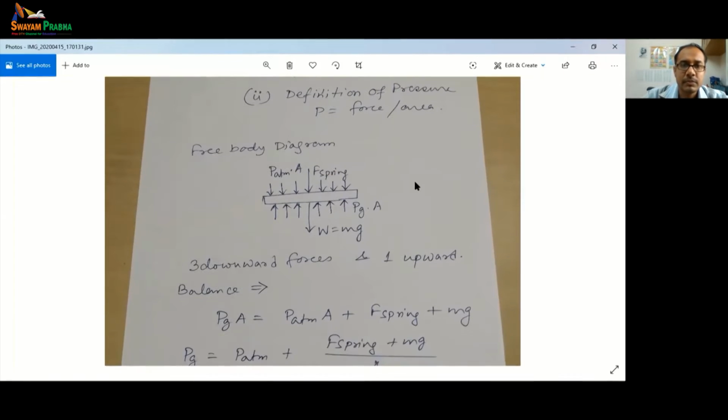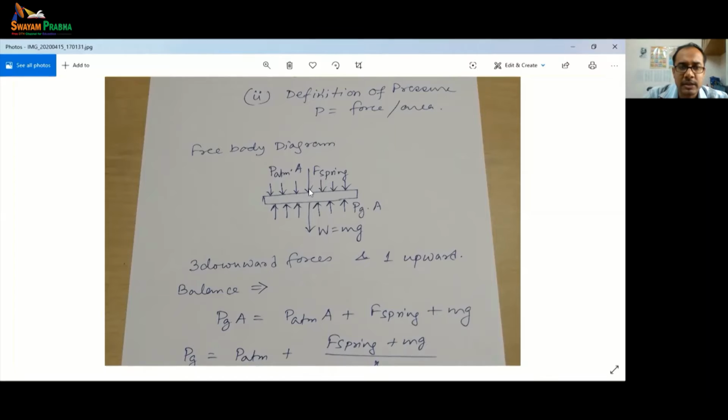For the force balance, what we need to do is the construction of a free body diagram. In a free body diagram, we take the portion for which we are trying to do the force balance and look at all the forces that are acting on that particular part. So this is the piston part.